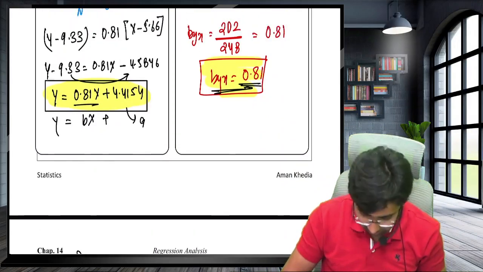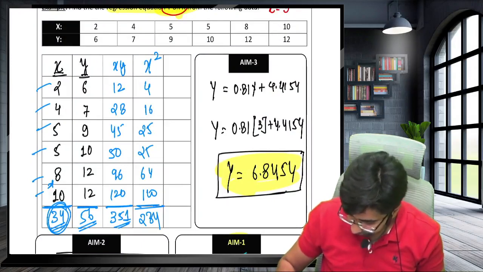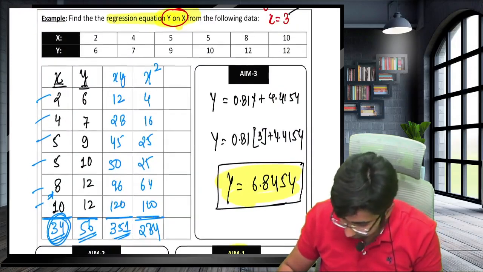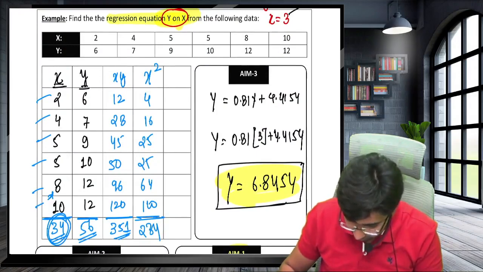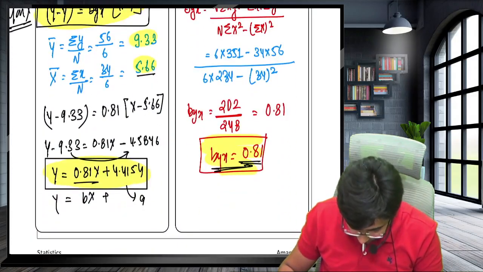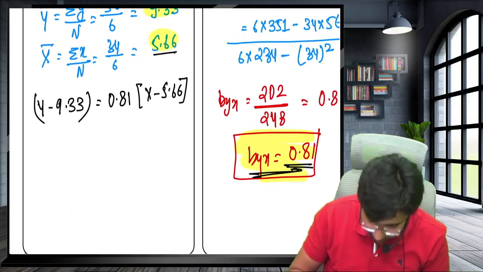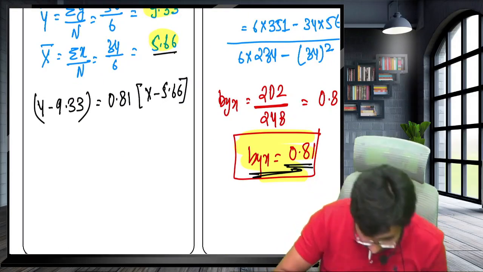Sir, my answer is different, have I solved this wrong? Wait. 0.81. The value of x is 3. Okay, wait, I'm checking. Okay, guys, let's solve this again. Guys, I put this over here.